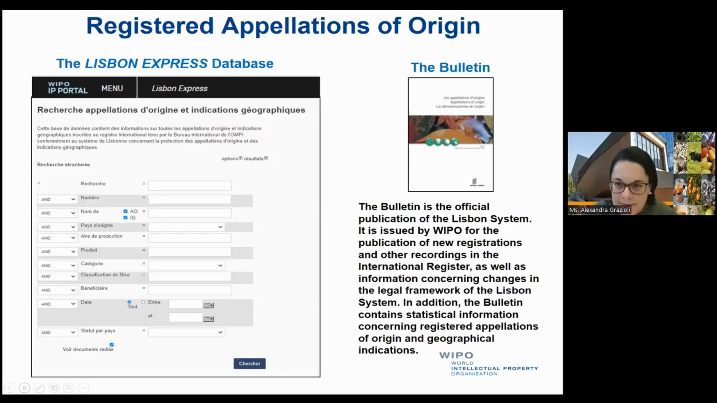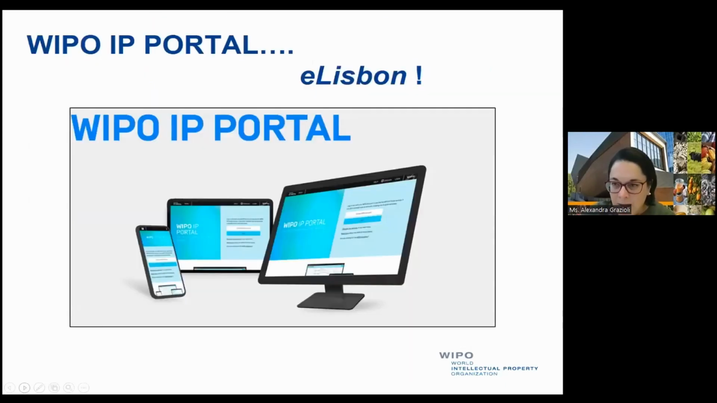If you are interested to have information on current registration on the Lisbon system, I invite you to consult our Lisbon Express database or the publication we issue every year, the bulletin. For information also for authorities such as Cambodia or Laos, who are already a member of the system.